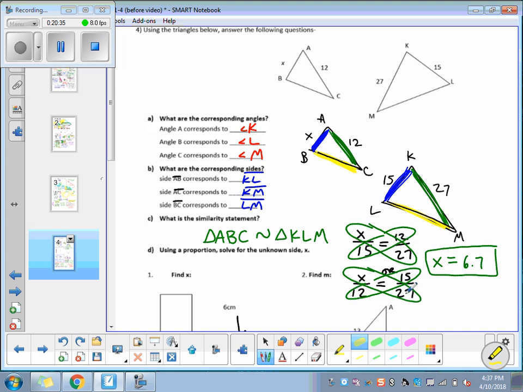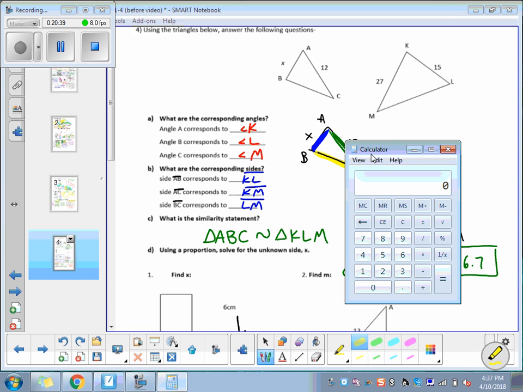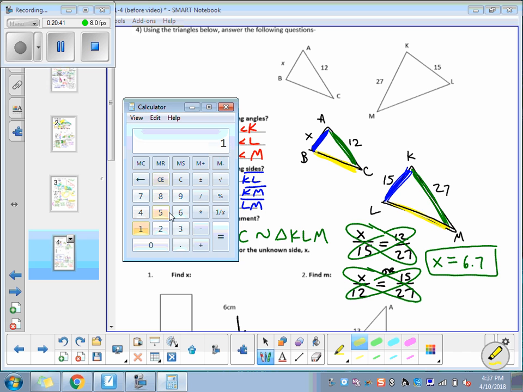Now when you cross multiply and divide here in the calculator, you're going to get a repeating decimal. We've got 15 times 12, and then when you divide that by 27, take a look. Sorry, 15 times 12, divide by 27. So all I did was round that to the nearest tenth for my answer, and we can see that x would be about 6.7 units long.